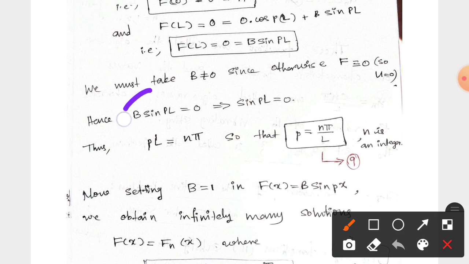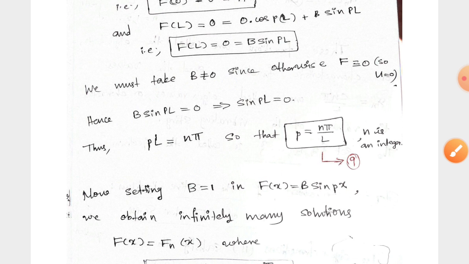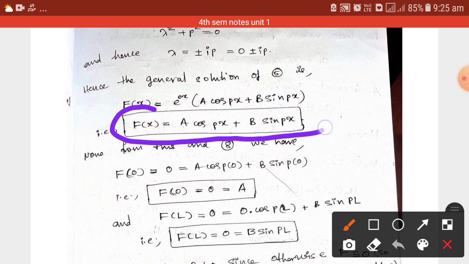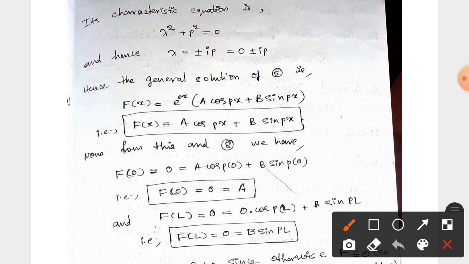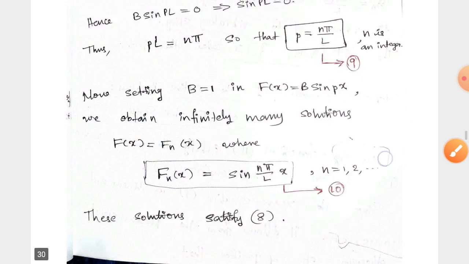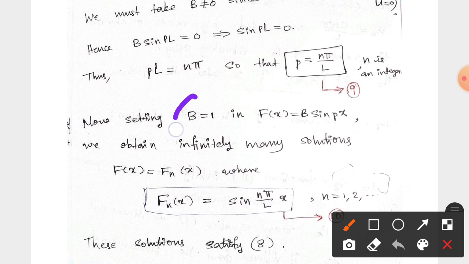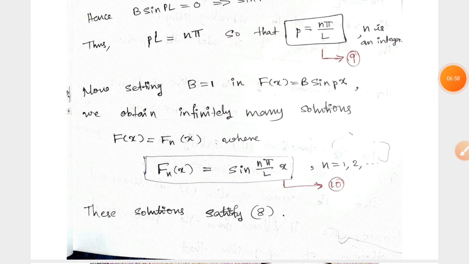Now in this equation we are setting B as a standard value. B cannot be 0, so we are setting B equal to 1 in f of x is equal to B sin Px. Now here f of x is equal to a cos px plus b sin px. Since a is 0, this term is completely 0, so f of x is b sin px. In that we are setting b as 1.